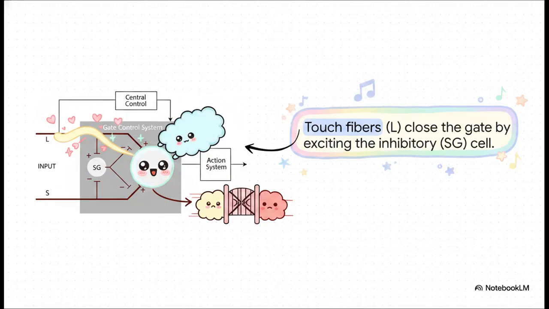But now, here's the magic. This is the aha moment. When you start rubbing that spot, you activate those big, fast L fibers, the touch fibers, and they do the exact opposite. They race to that inhibitory SG cell and tell it to get to work. They basically slam on the brakes. This powerful inhibitory signal blocks the T cell from firing, so that faster, non-painful touch signal gets to the gate first and shuts it down, preventing the slower pain signal from ever reaching the brain.